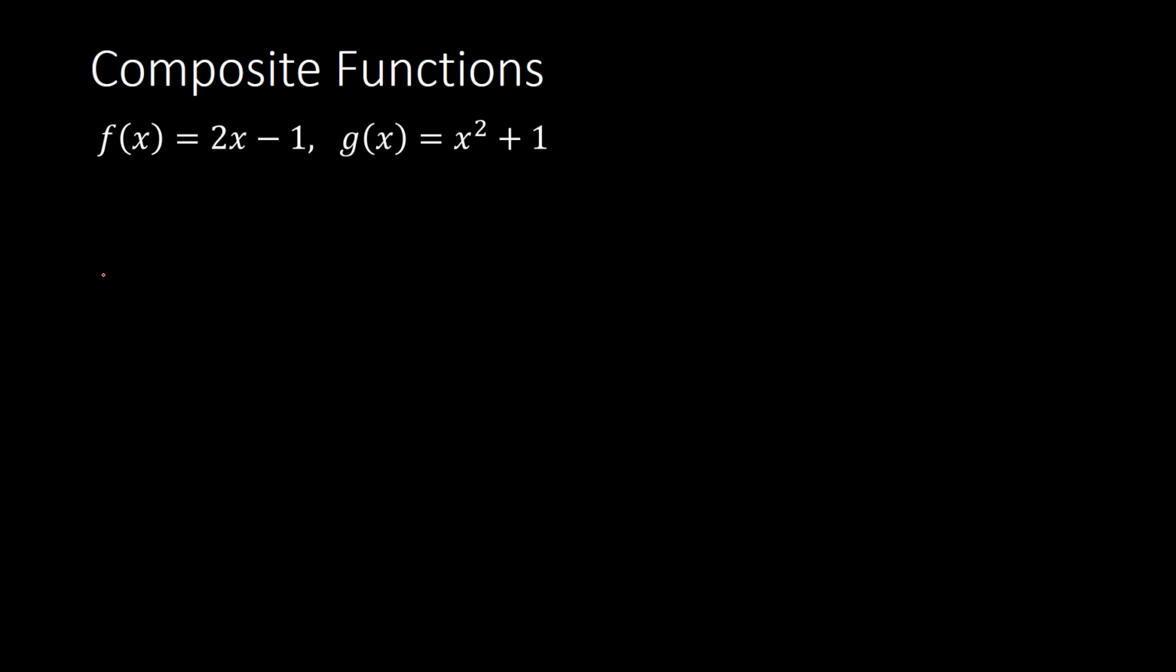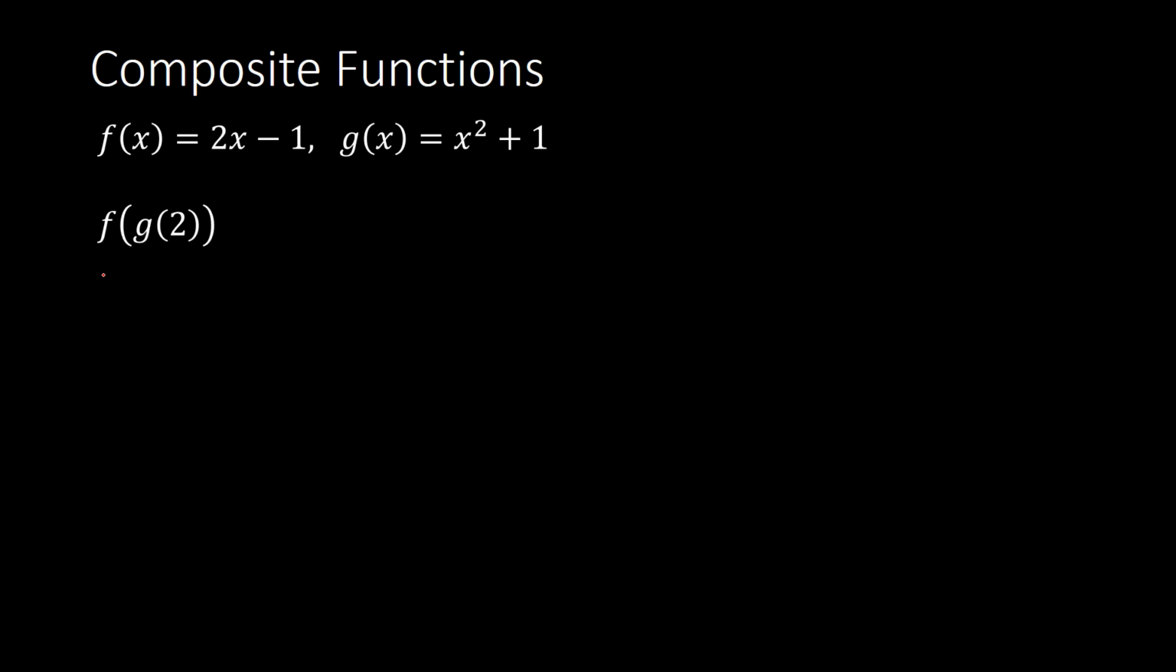So for example, here we have two functions. We have function f and function g. We have f of x equals 2x minus 1 and g of x equals x squared plus 1. And you might be asked something like, what is f of g of 2? So what we have is the g function inside of that f function. So this is basically doing what we just did with function notation, but doing it twice.